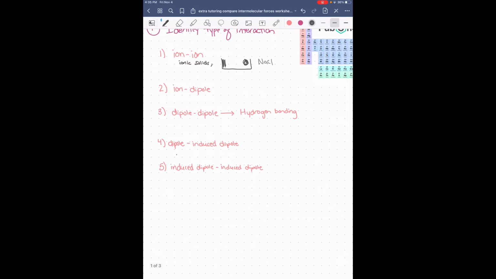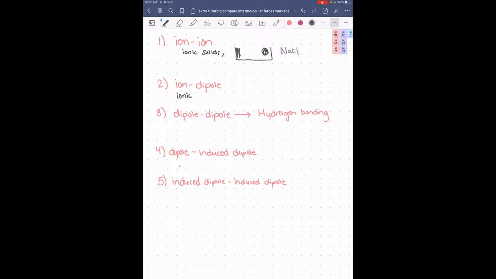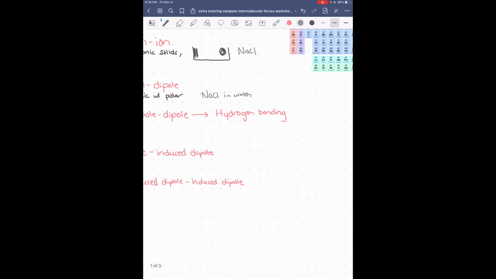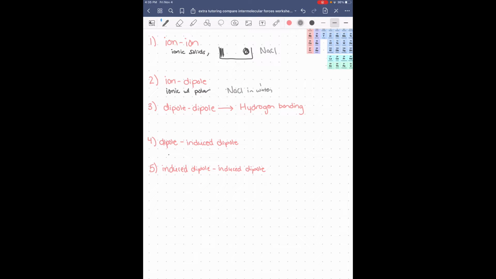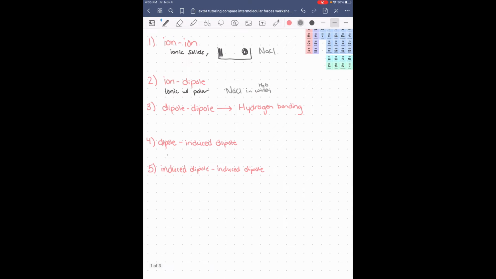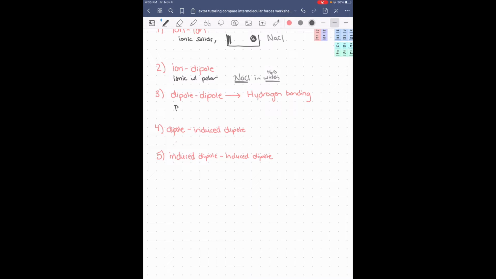And then we have ion dipole, which is when you have something ionic with something polar. So a classic example of that would be NaCl in water, or H2O, like salt water, because you have your ionic solid with something polar. Then you have dipole-dipole interaction, which is polar with polar. And you can remember polar is dipole because if you flip a D or a P around, it becomes that letter, like D just rotated as a P, or P rotated as a D.